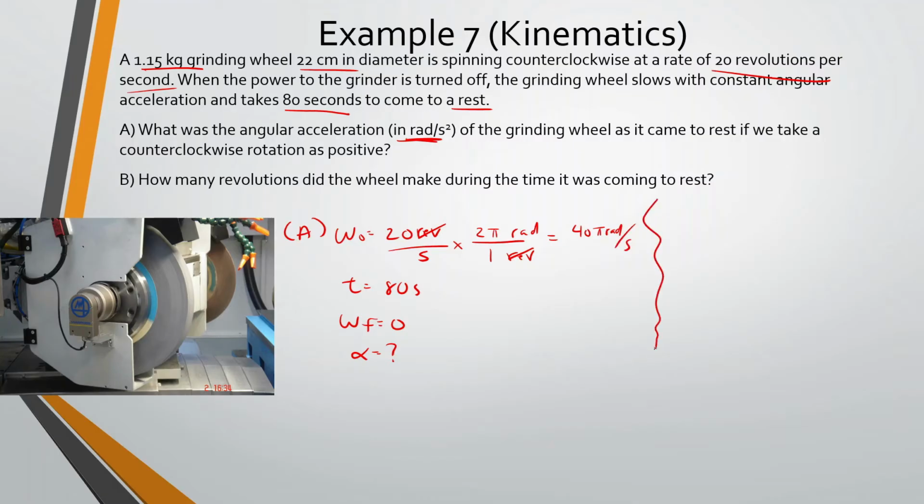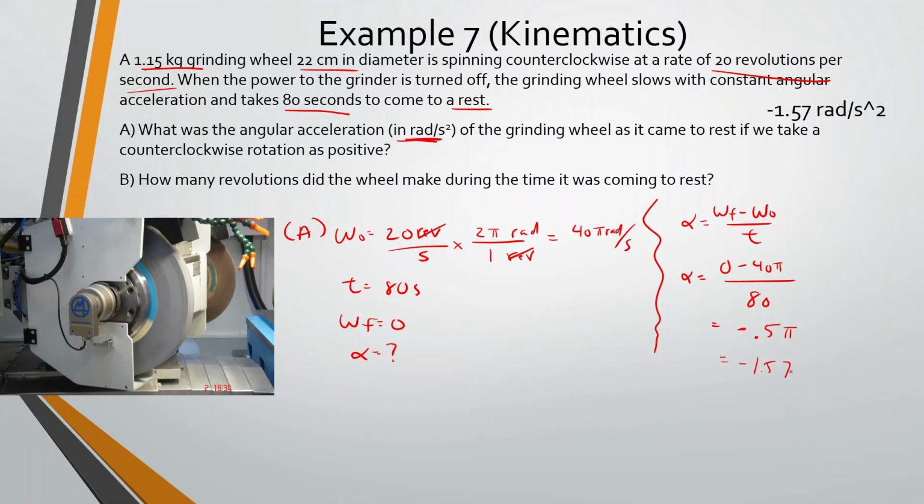Okay. Now that I have that, let's try to find what the alpha is. We know alpha is equal to omega final minus omega initial over t. Alpha, which we're looking for, is omega final, which is 0, minus omega initial, which is 40 pi, divided by t, which is 80. So this is going to be equal to negative 0.5 pi. But if we put this in the calculator, we get negative 1.57 radians per second squared.